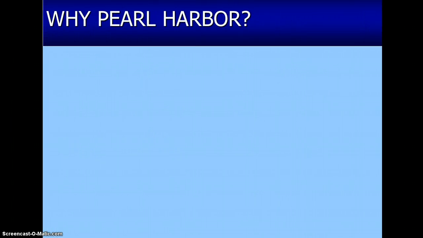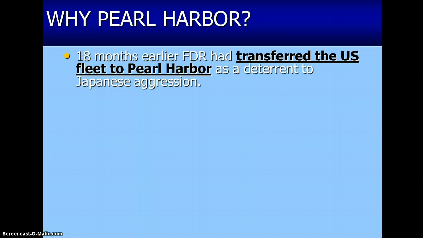Looking at why Pearl Harbor, 18 months earlier, FDR had transferred the U.S. fleet there. And this is a deterrent. Remember, a deterrent is a way to not get involved in the war, but a way to show the Japanese that we want them to stop terrorizing and occupying China.